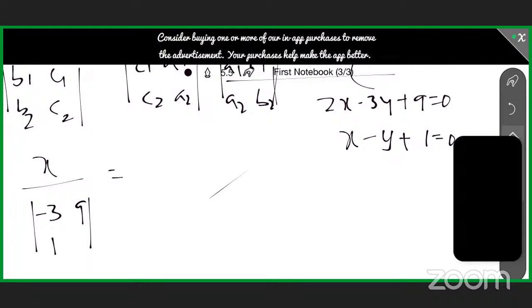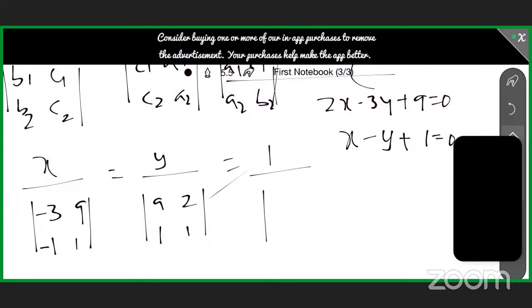c2 value is 1. Now y divided by c1 a1. What is my c1 value? 9. a1 value is 2. c2 value is 1 and a2 value is 1. That is equal to 1 divided by a1 b1.